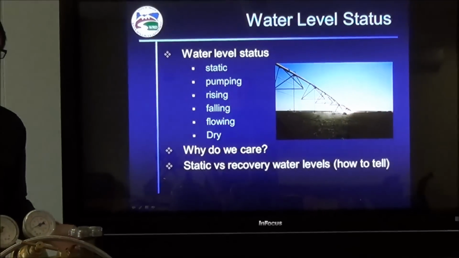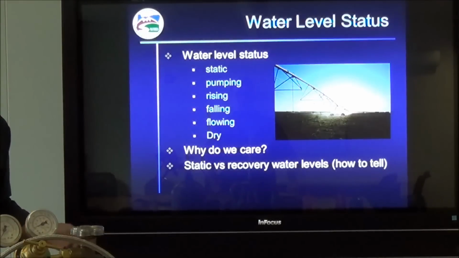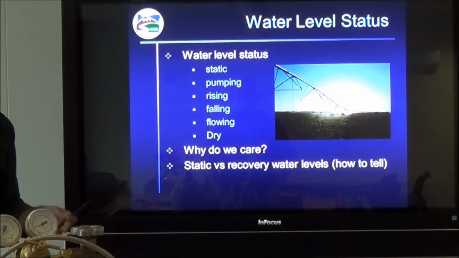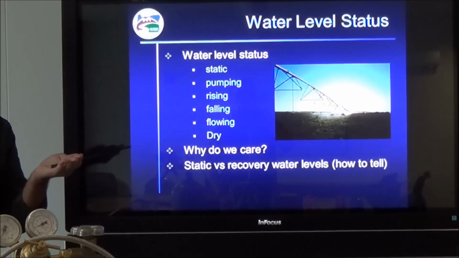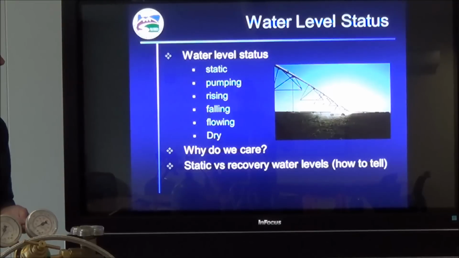So water level status, that's just basically what's happening to the water level in the well while you're measuring it. Is it static? That means it's not moving up or down. Nothing is happening. Is the well pumping? So your water level is going to be falling. Or is it rising? Was the well just pumping and now the pump has turned off and the water levels are coming back up as a response to that?